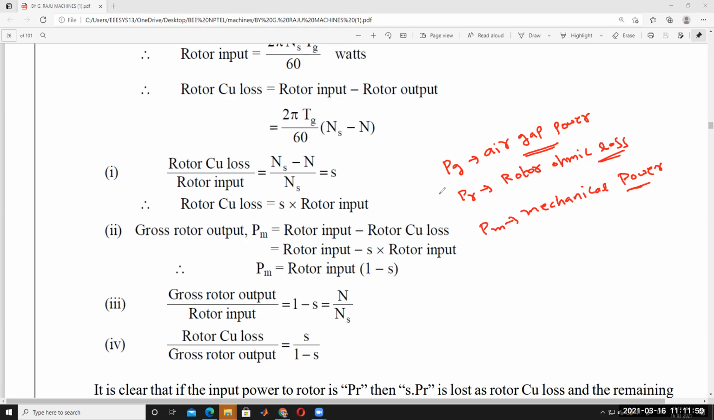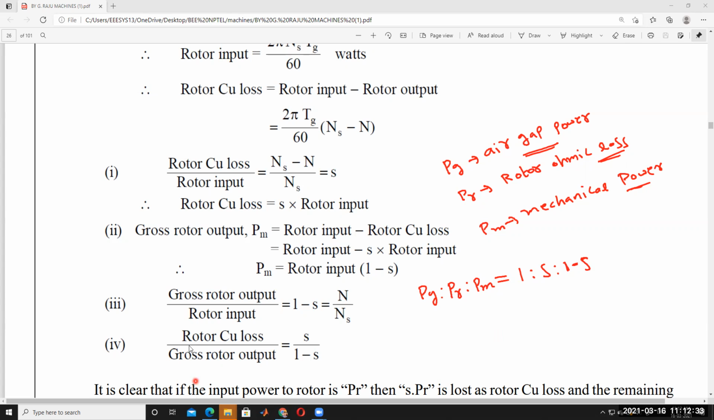So what is the relation between these? Air gap power is to rotor copper loss is to mechanical power developed as 1 is to S is to (1 minus S). From these equations, we get this type of relation. Rotor copper loss is to mechanical power developed, so PR divided by PM.